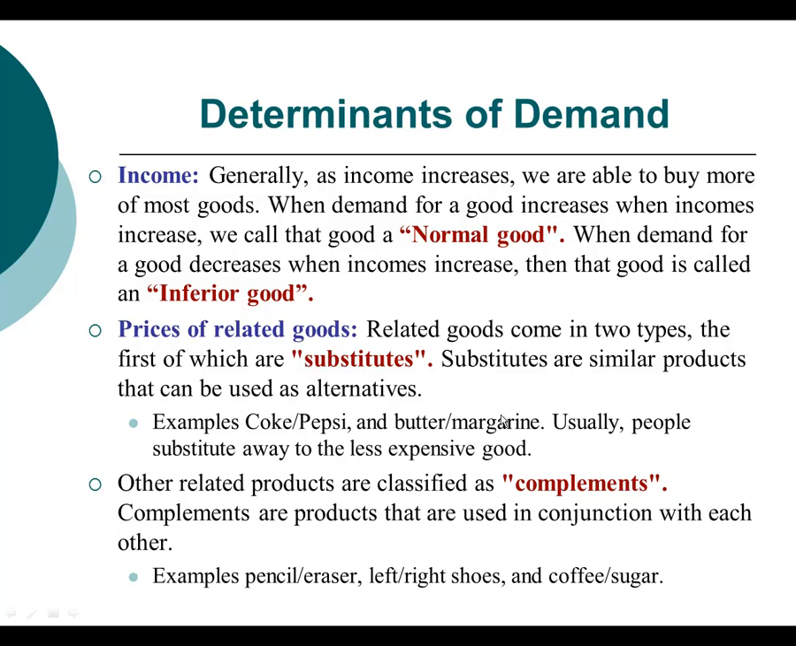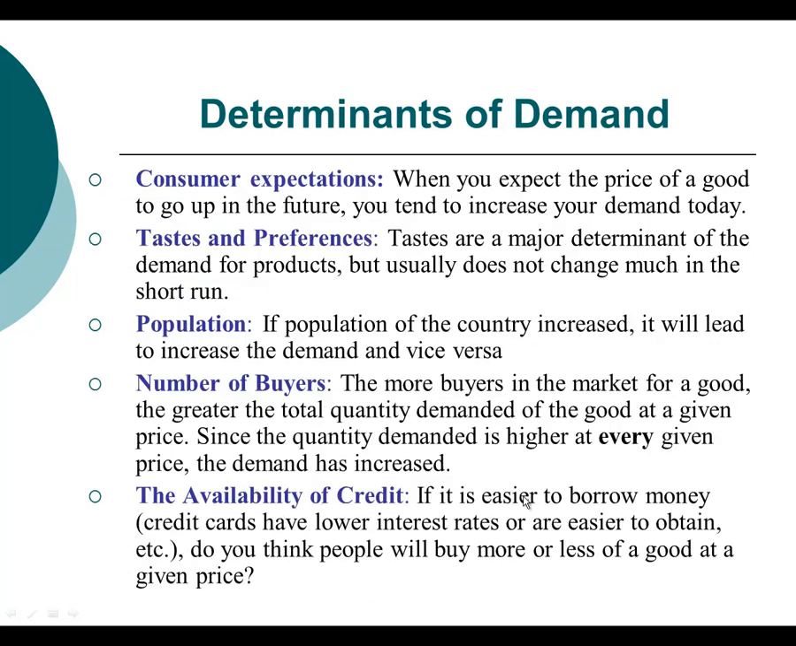Other related products are classified as complements. Complements are products that are used in conjunction with each other. Examples: pencil, razor, left and right shoes, and coffee and sugar. Determinants of demand. Consumer expectations. When you expect the price of a good to go up in the future, you tend to increase your demand today.